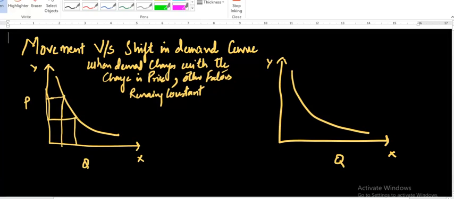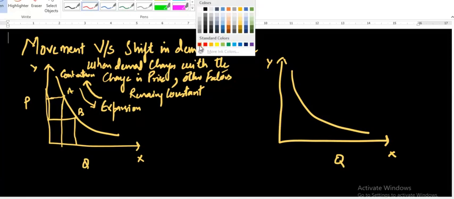So now the movement from point A to B, that is an increase in demand, is known as an expansion. And conversely, a movement from B to A, that is the decrease, the movement from point B to A, is known as contraction in demand. So now we have two types of movement.